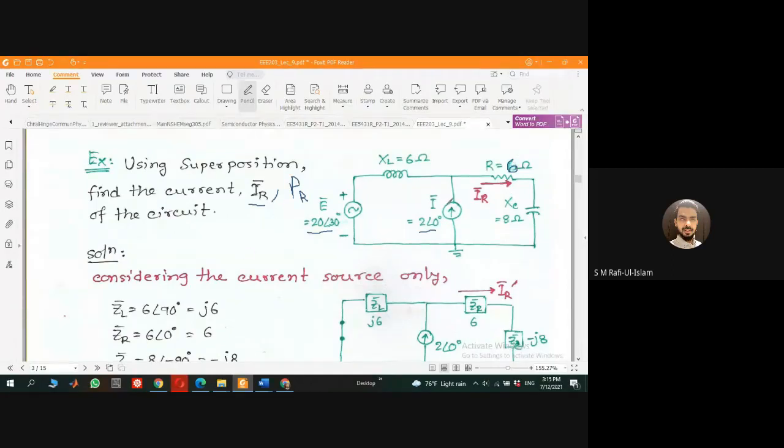If we have 2 sources, the superposition theorem states that at a time we will have only a single source. So let's say the current source is active, so we need to deactivate the voltage source. How would you deactivate a voltage source? By just replacing it with a short circuit. The voltage source can be deactivated by using a short circuit, and a current source will be deactivated using an open circuit.